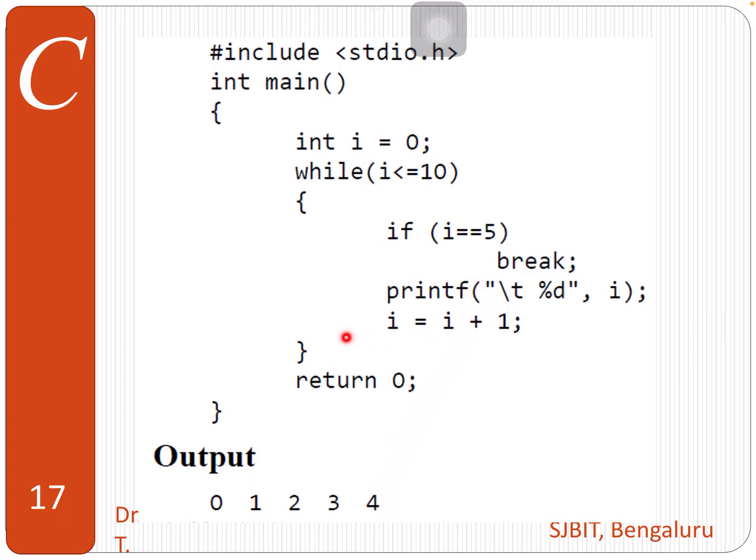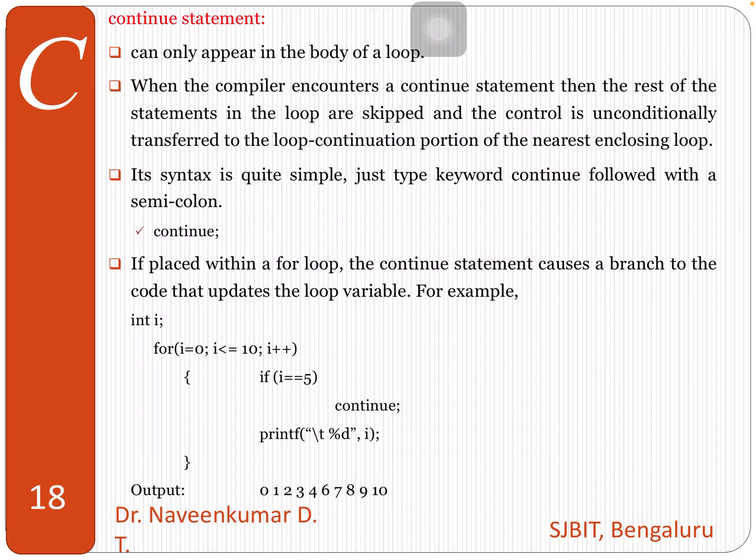Now when the value of i becomes equal to 5, it checks the condition, enters this block, breaks out of this loop and comes here. So it has printed only the values 0 1 2 3 4. This is the use of having a break statement. Next we have the continue statement.